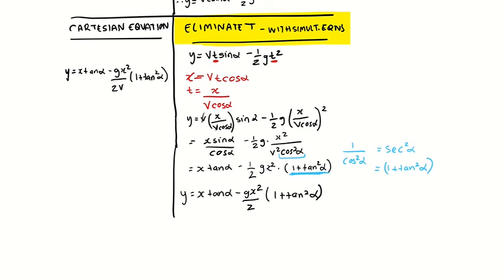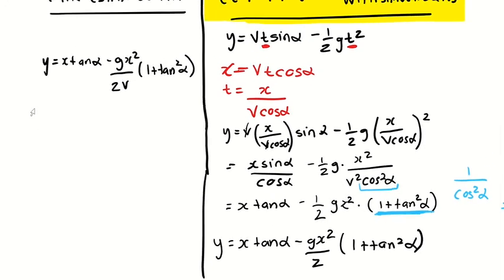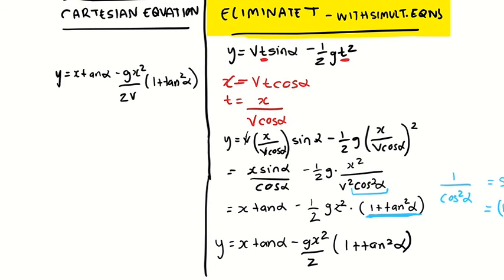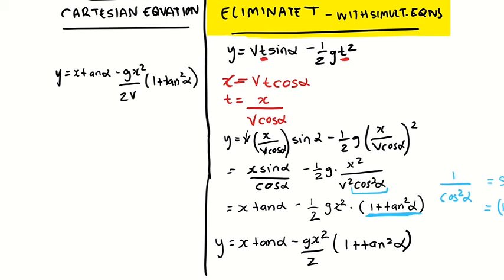Just think to yourself, to get something into Cartesian form, all you're going to do is eliminate t. How do I eliminate t? I need to put x in instead. So I need to find an equation that has x and t's to make that substitution.